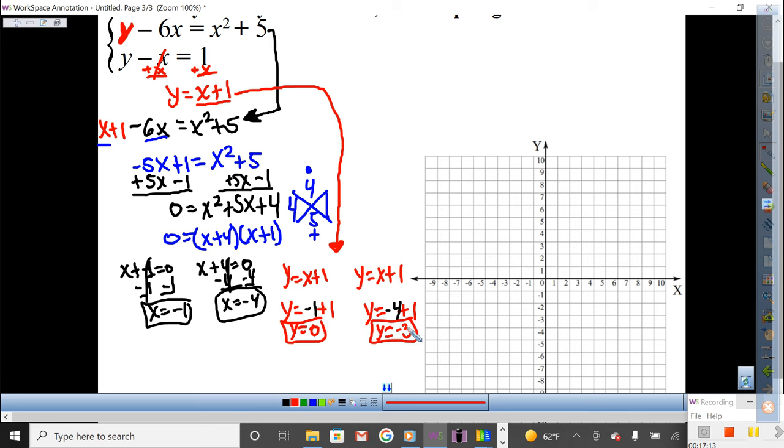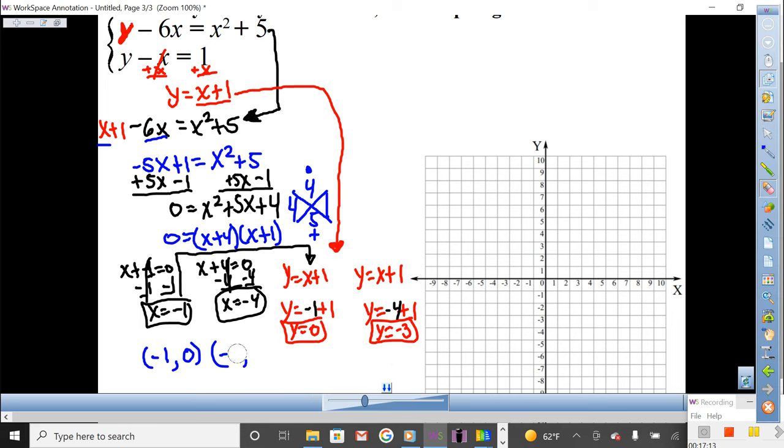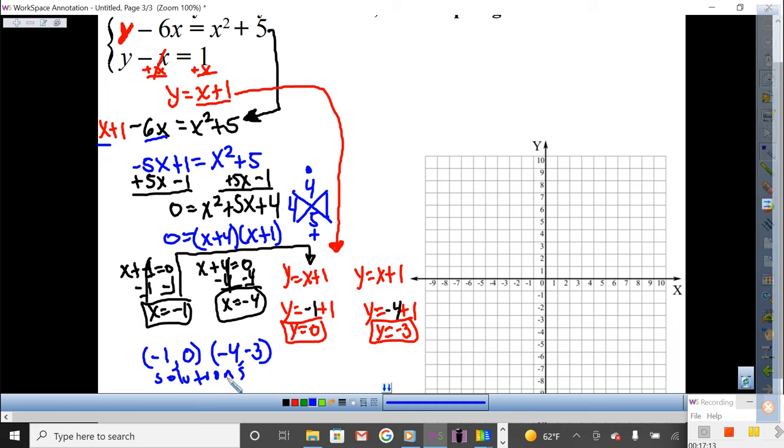So that means we have how many solutions? All right, let me write them out. The first one. X is what? Negative 1, comma what? Let me draw an arrow for those of you that are kind of following. Negative 1, what? Zero. There you go. The second one. Negative 3 what? Oh, my bad. Negative 4. Yeah, I did that on purpose here if you were paying attention. Negative 4, negative 3. These are my solutions.